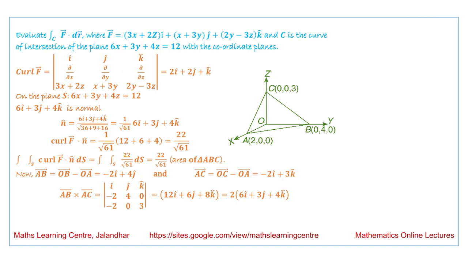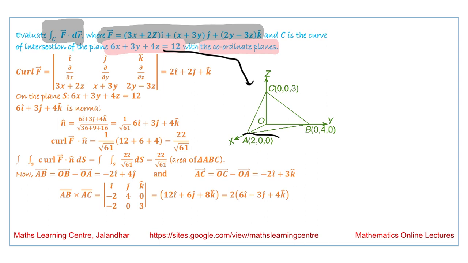Next is evaluate the integral, it is integration f vector dot dr vector over the curve C, where f vector is given over here, and C is the curve of intersection of the plane 6x plus 3y plus 4z is equal to 12 with the coordinate planes. So if we plot this curve, this is the plane over here, and it is intersecting with x axis, y axis and z axis at these 3 points A, B and C.